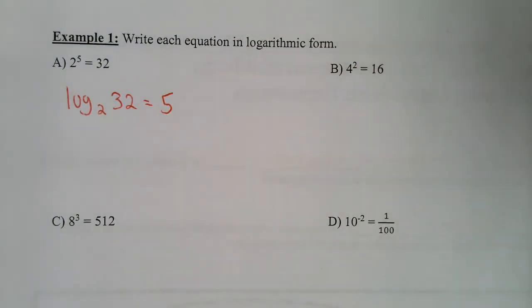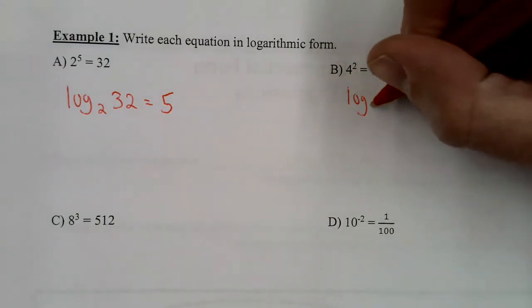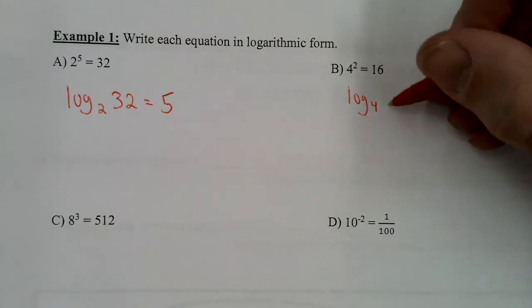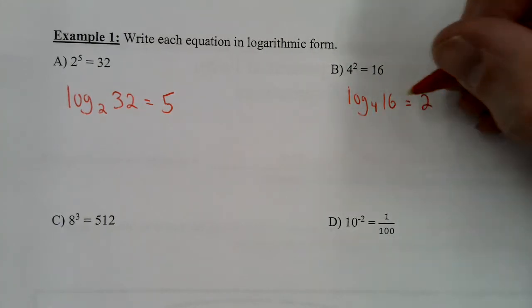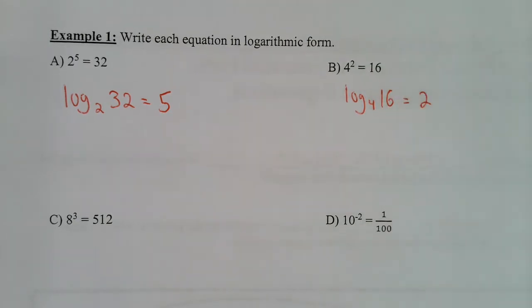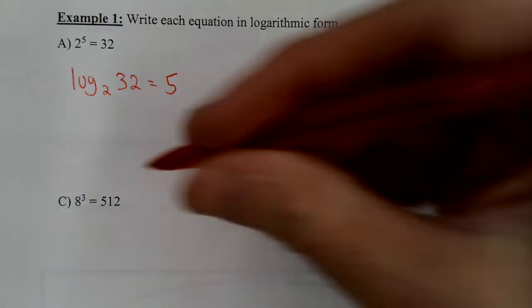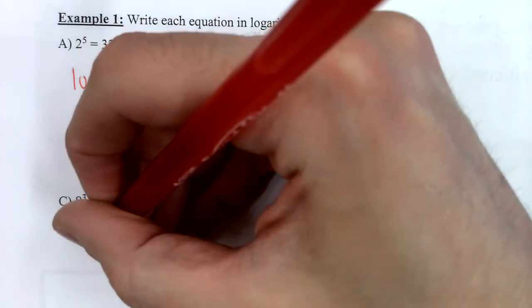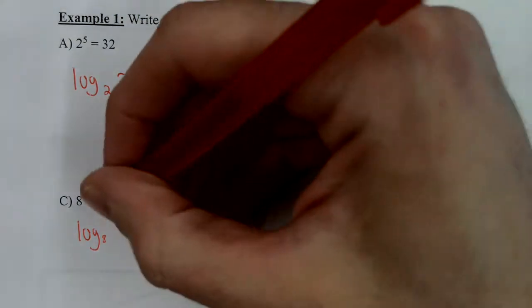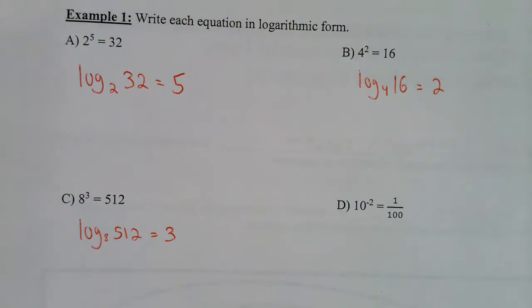Okay, the next one. Log base 4 of 16 equals 2. Again, notice how the 4 is like a little lower than the rest. Next one, log base 8 of 512 equals 3. So again, the number after the equal sign is the exponent in all of these, okay?